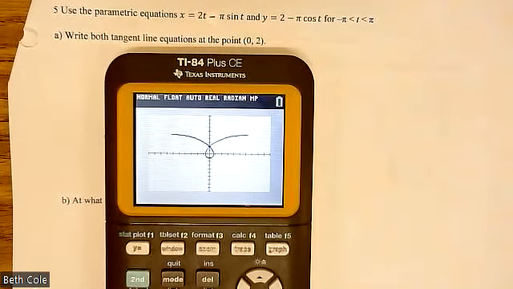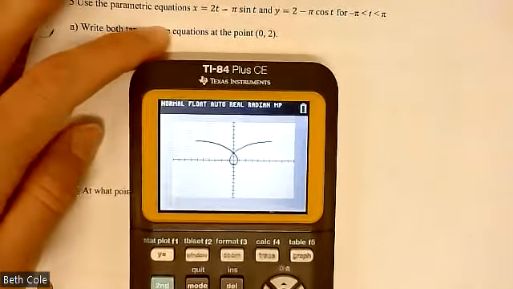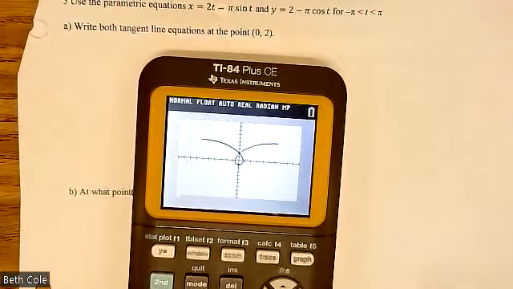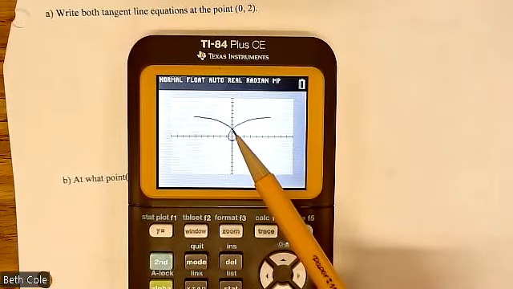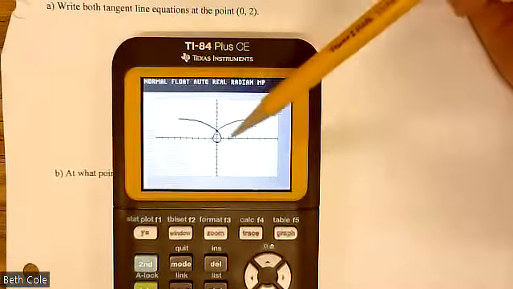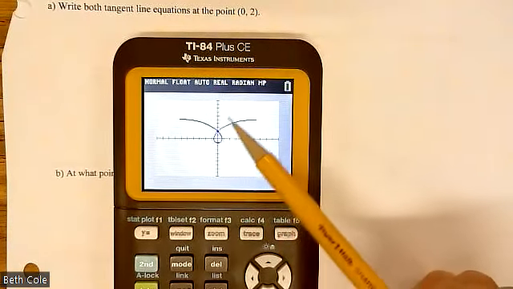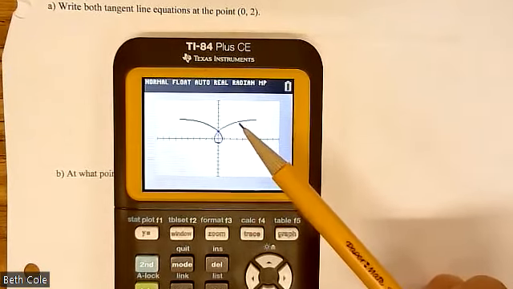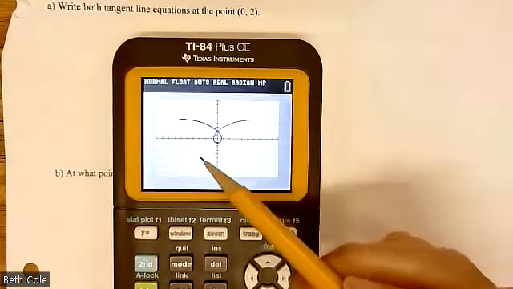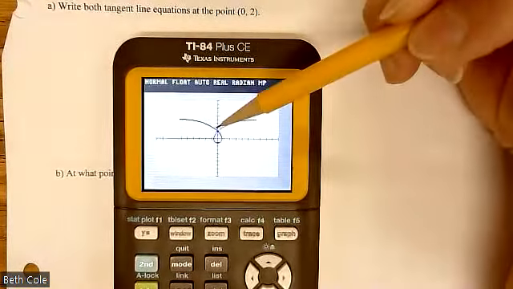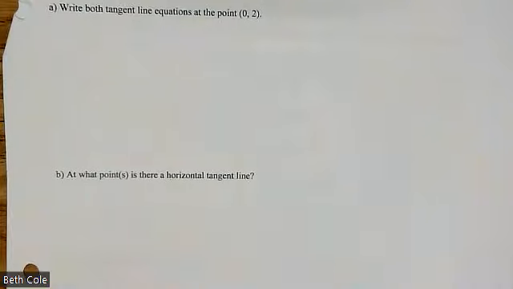So letter A says, write both tangent line equations at the point (0, 2). So there's going to be 2 of them. Look, do you see how right here is (0, 2)? The reason that there's 2 of them is that one is going to go through this way. You can have a tangent line at that point. And the other is going to go through this way. You can have another tangent line at the same point. Isn't that wild? One's going to be positive and one's going to be negative slope. Are we seeing that? One will come through like this. I can't draw on the calculator screen, but one will come through like this. Okay. So we need our derivatives.